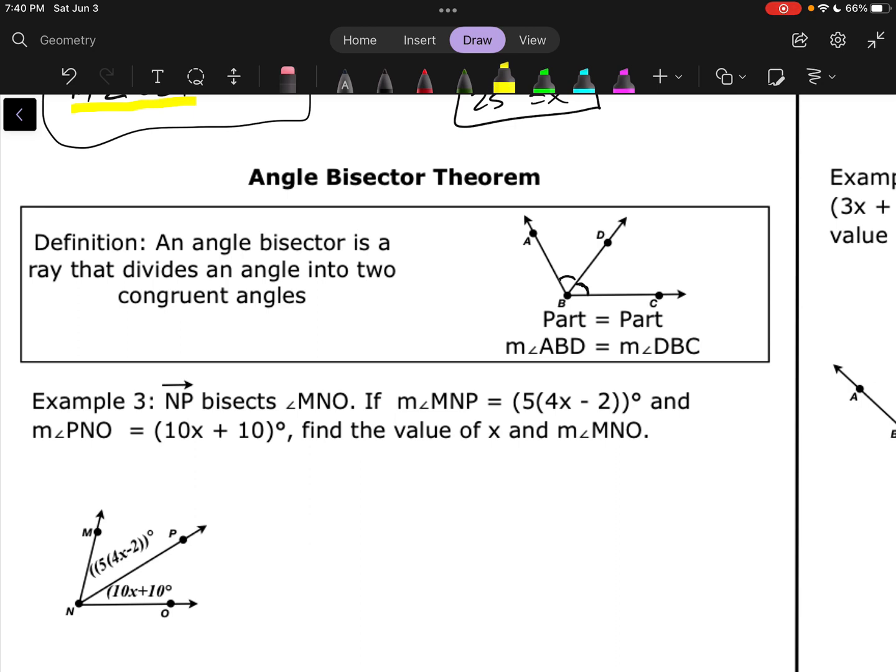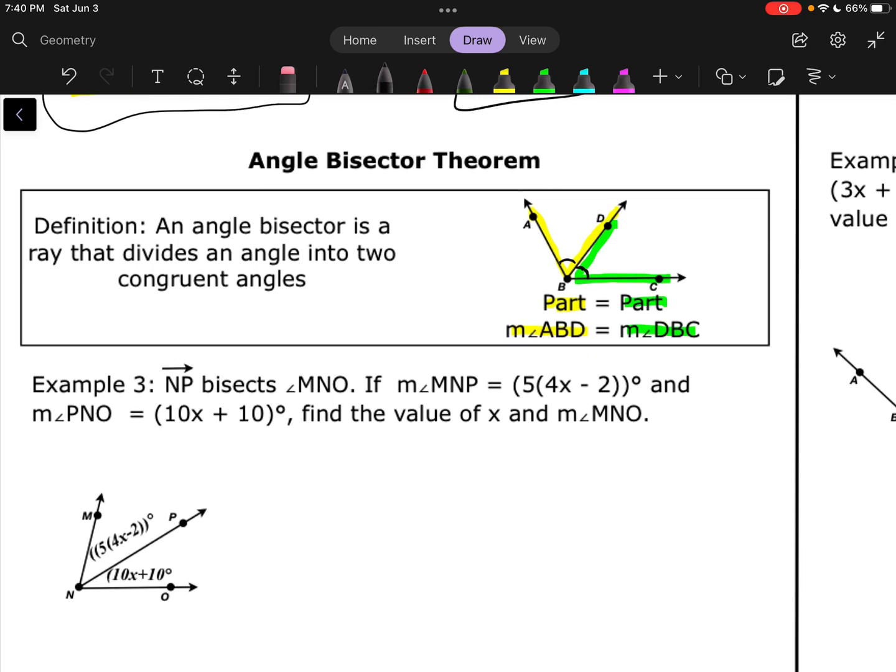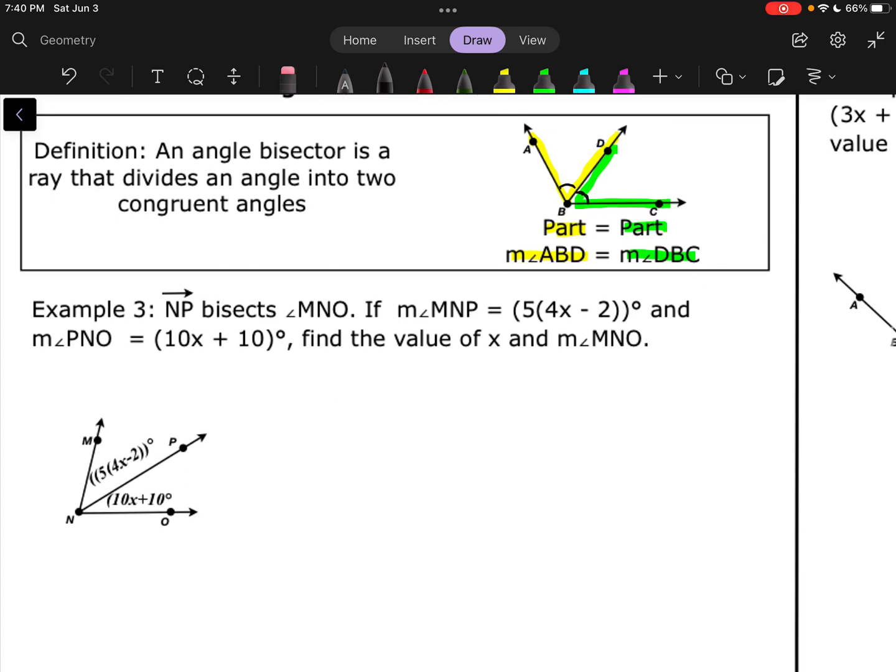And so what we're saying is if that's a bisector, if it's splitting the angle into two equal pieces, then we can set the measure of this angle equal to the measure of this angle, because those two angles have to have the same amount of degrees if it got split in half. So the measure of angle ABD is equal to the measure of angle DBC. So let's try that out here. This says NP bisects angle MNO.